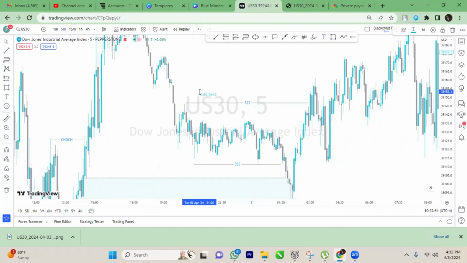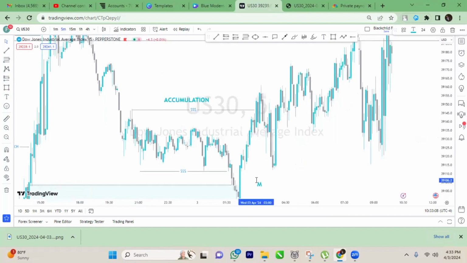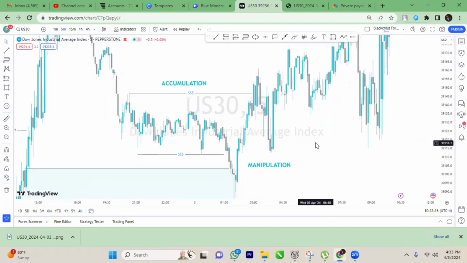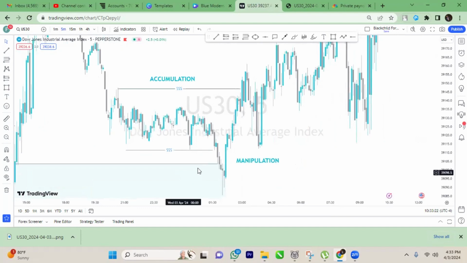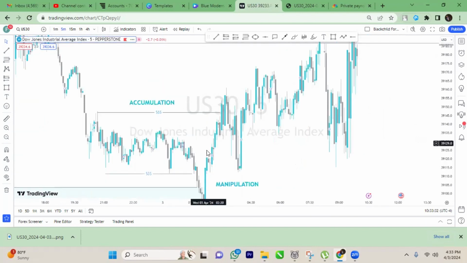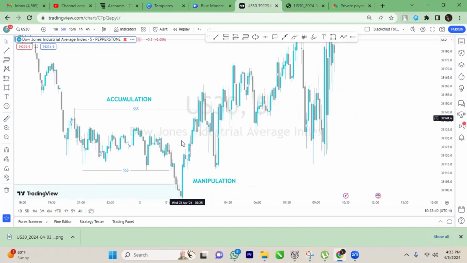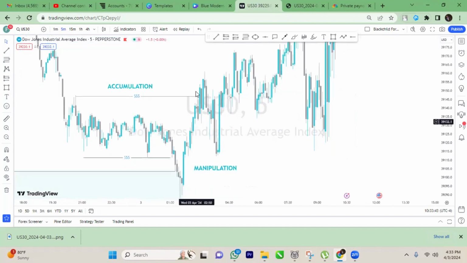And after accumulation, next thing is what we call manipulation. So manipulation is simply a time where price will trick people to think it's a buy or it's a sell. You can see right here, price is simply coming down here to grab all the liquidity that was listing below here for the people who were actually buying and selling in this zone. And as soon as price does that, it went straight up and took out all the liquidity that was listing above here. That was the market being manipulative.